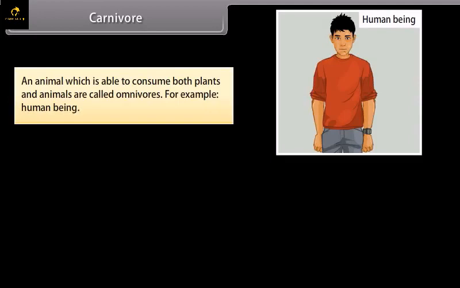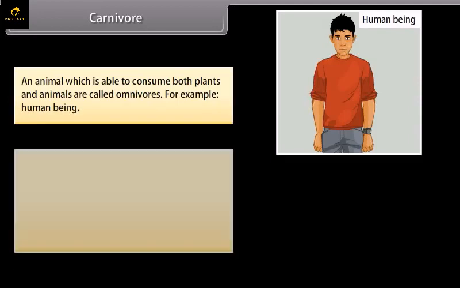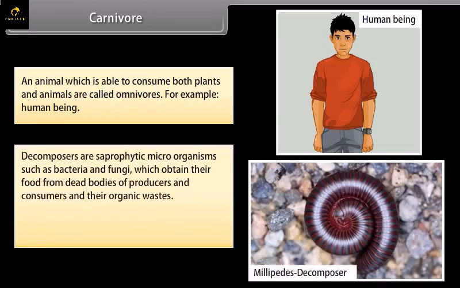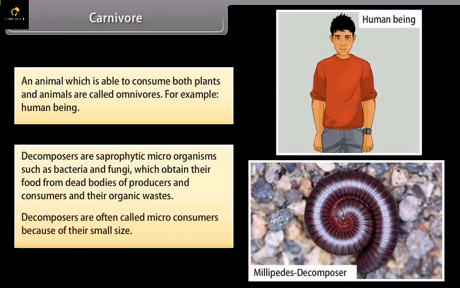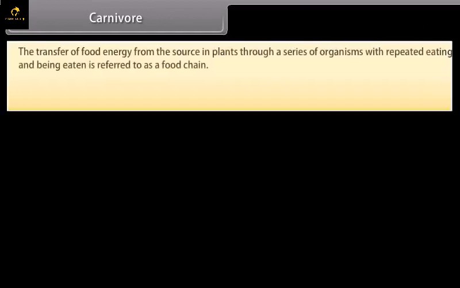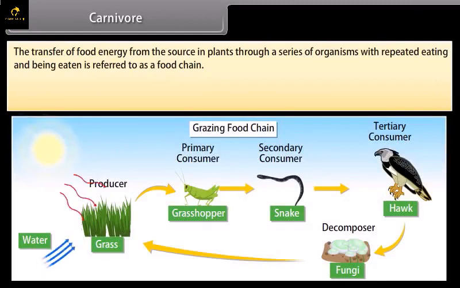An animal which is able to consume both plants and animals is called omnivorous, for example human being. Decomposers are saprophytic microorganisms such as bacteria and fungi which obtain their food from dead bodies of producers and consumers and their organic waste. Decomposers are often called microconsumers because of their small size.